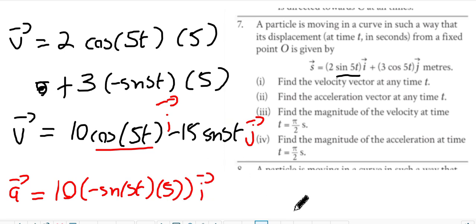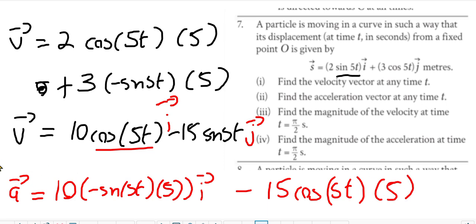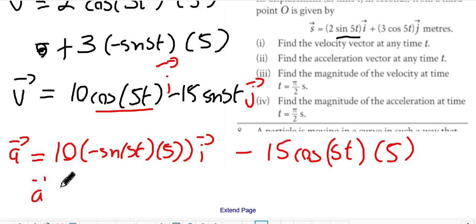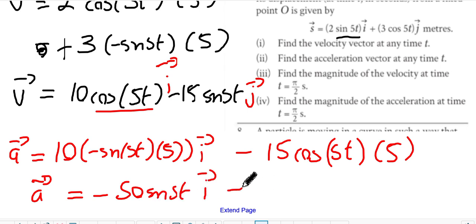And what about the next section? Cos 5t. And then another 5 for differentiating the angle. And then your a value is, what do you say? Minus 50 sine 5t i, yeah. Minus 75 cos 5t j. Is that okay?